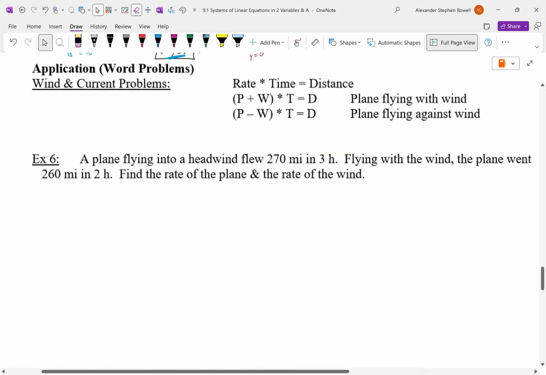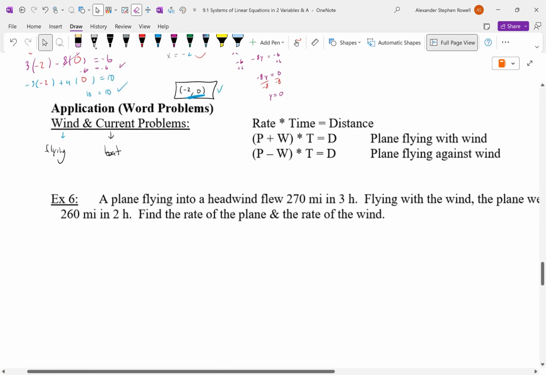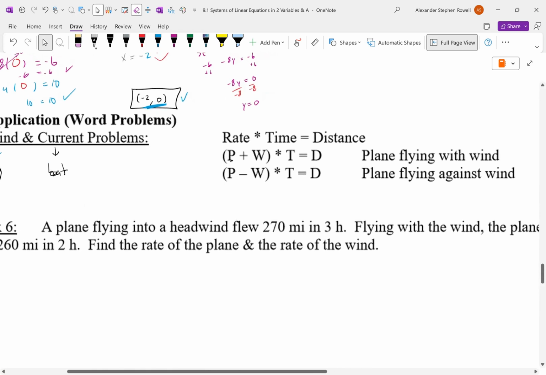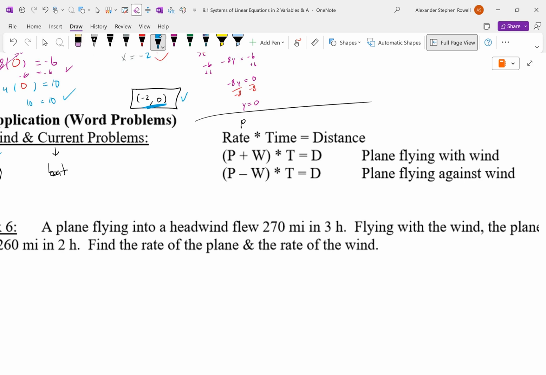Okay, the most common word problem they give in this section is wind and current. So with wind, we're usually talking about a bird or a plane, something flying. And with current, we're usually talking about a boat. Okay, in the case of a plane problem, we have the rate. We should define that variable. Maybe I'll define that first. P is equal to the rate of an airplane with no wind whatsoever.